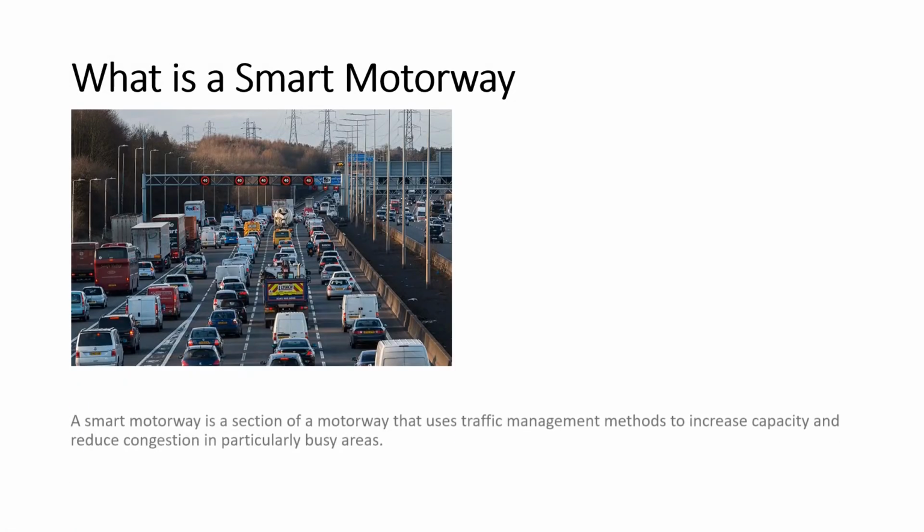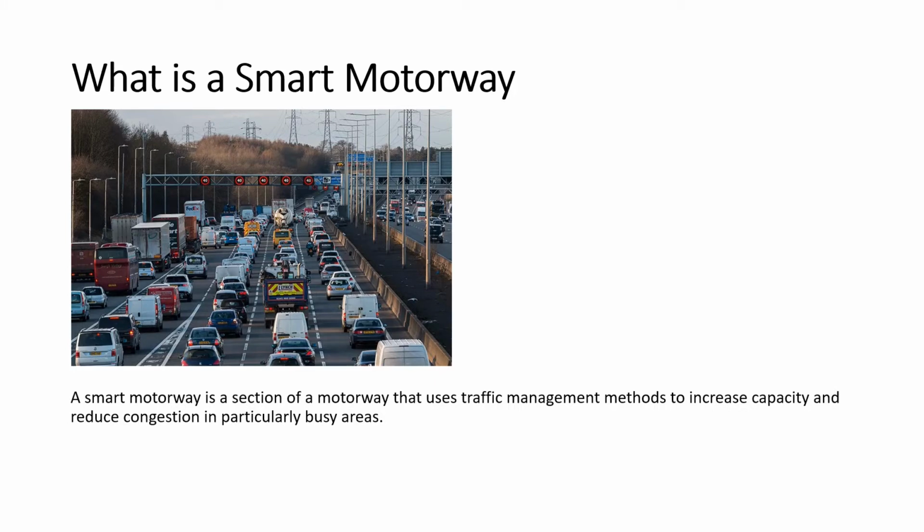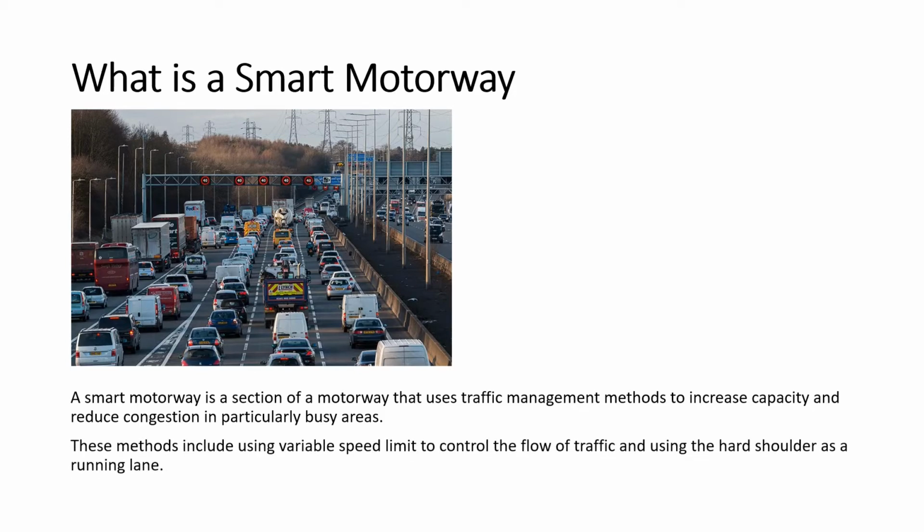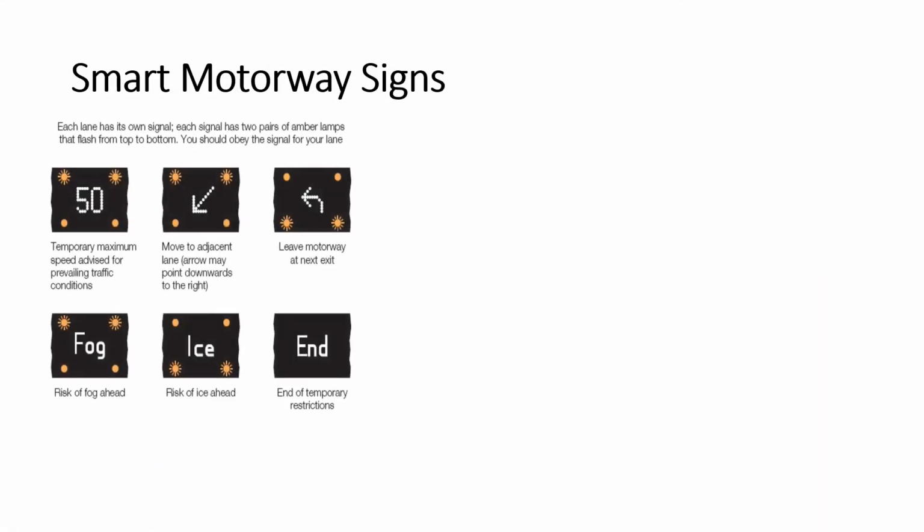So a smart motorway is a section of motorway that uses traffic management methods to increase capacity and reduce congestion in particularly busy areas. The way it does this is by using variable speed limits, which occasionally open up the hard shoulder as a running lane to help reduce traffic. Smart motorways are becoming way more common throughout England. So now let's look at some of the signs.